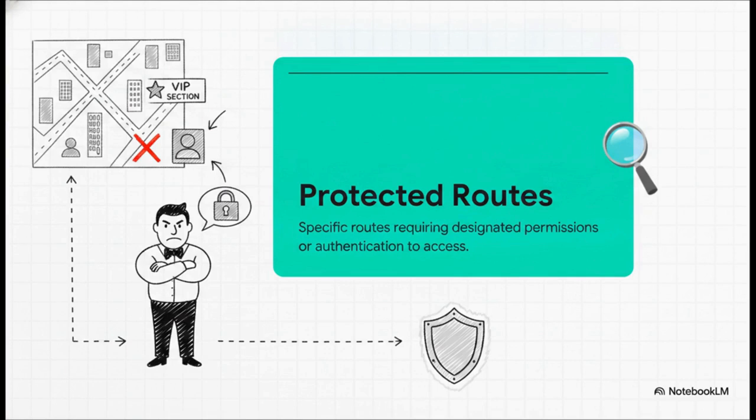Think of these as the VIP sections of our map, fully equipped with a very strict bouncer at the door. If a user tries to navigate to, say, their private account dashboard without actually being logged in, the protected route checks their credentials, instantly denies them entry, and safely redirects them right back to a public login page. It's the security guard for the entire application.